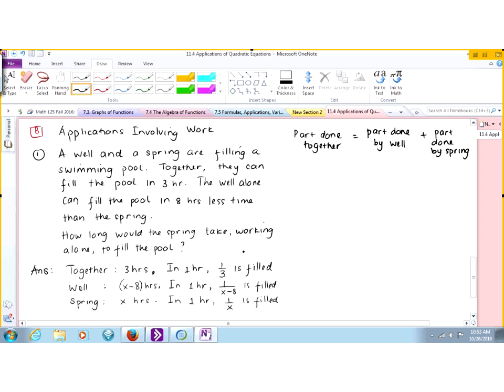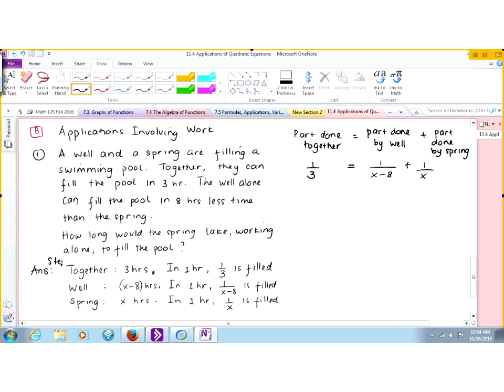So what part is done together? 1/3. What is part done by the well? 1 over X minus 8. What is the part done by the spring? Okay. So this is your equation. Do you see how you got it? You probably just take the reciprocal of each one of them. Right? Okay. Is this easy? Not too bad. Can we solve it?